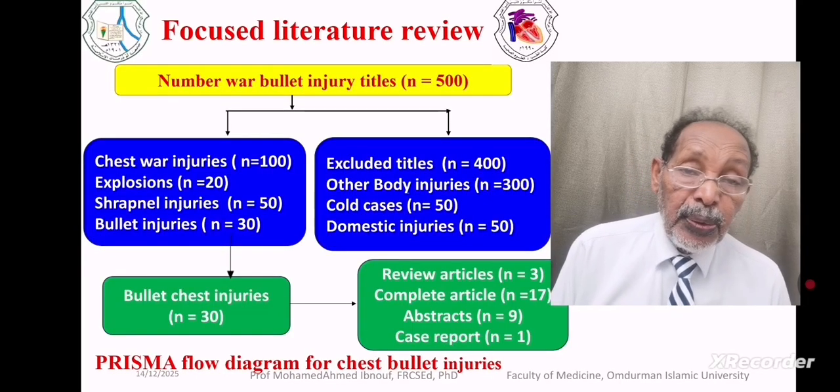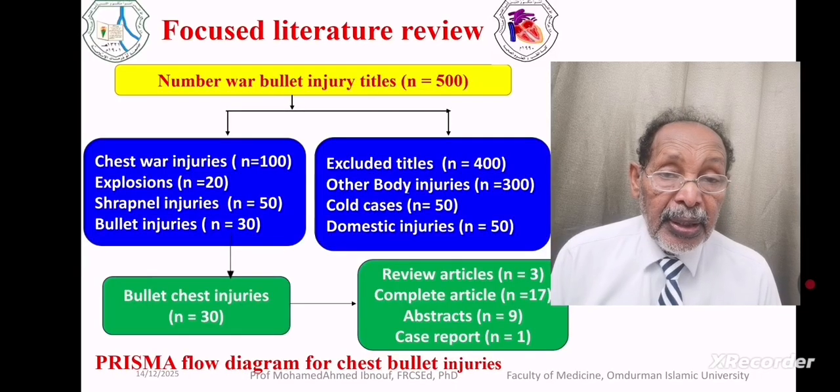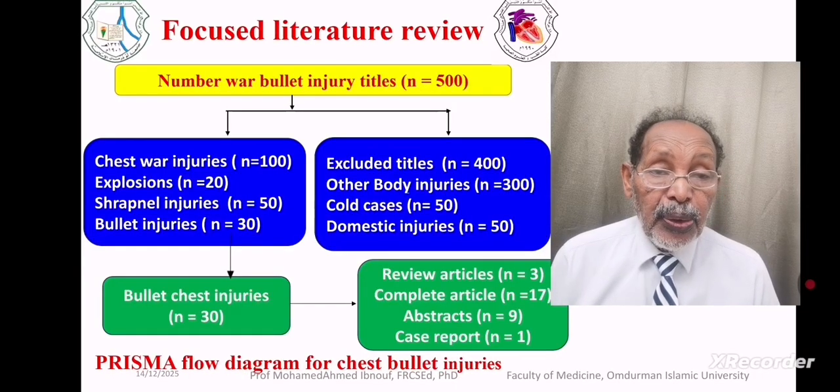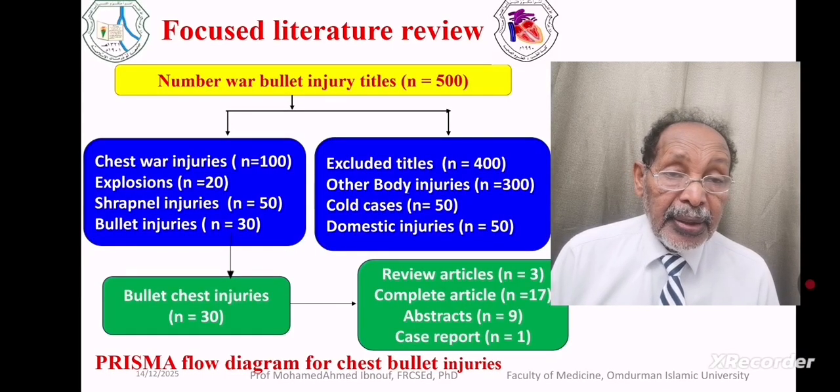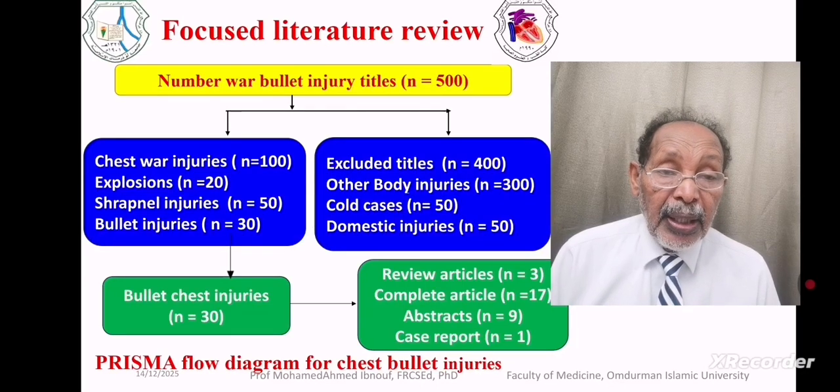Now we should define where we found these 30 articles. Let us suppose we find these articles in 3 review articles, in complete research articles, let us say 17 research articles, in 9 abstracts, and in 1 case report.